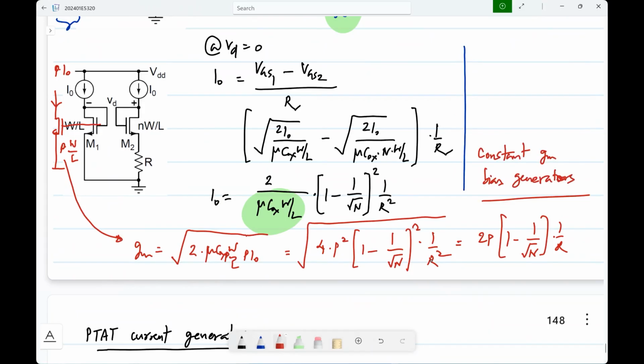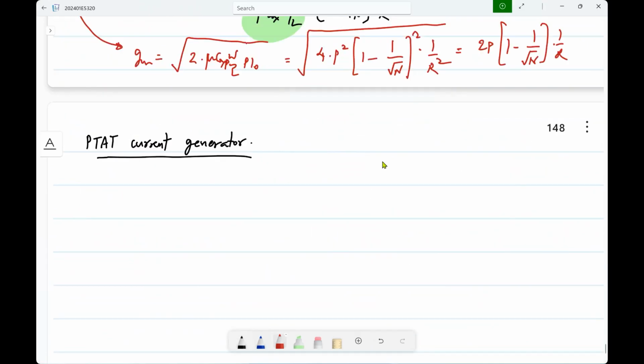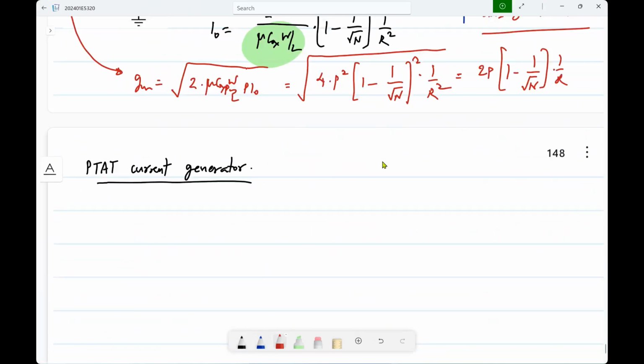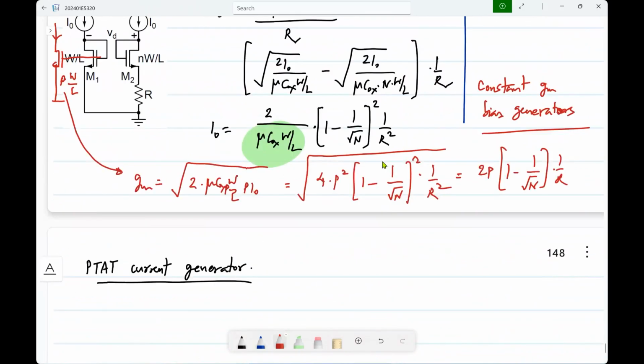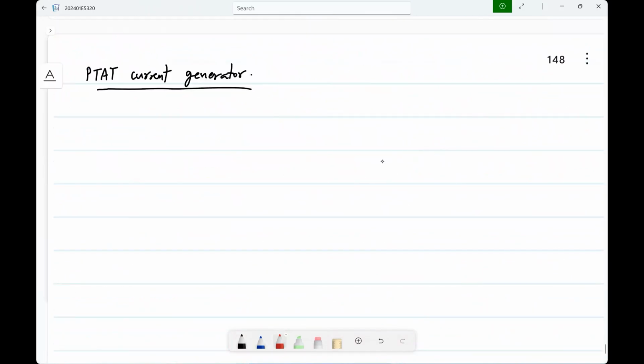Okay. Yeah, that's what we'll do. Okay. So now let me take bipolar transistors.